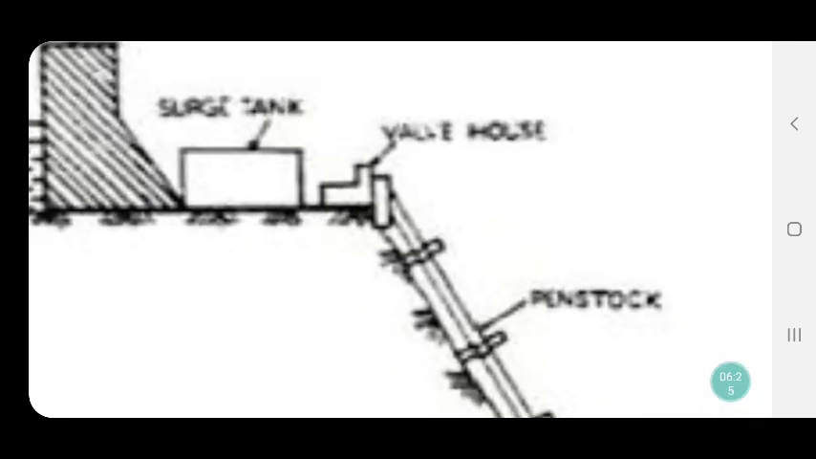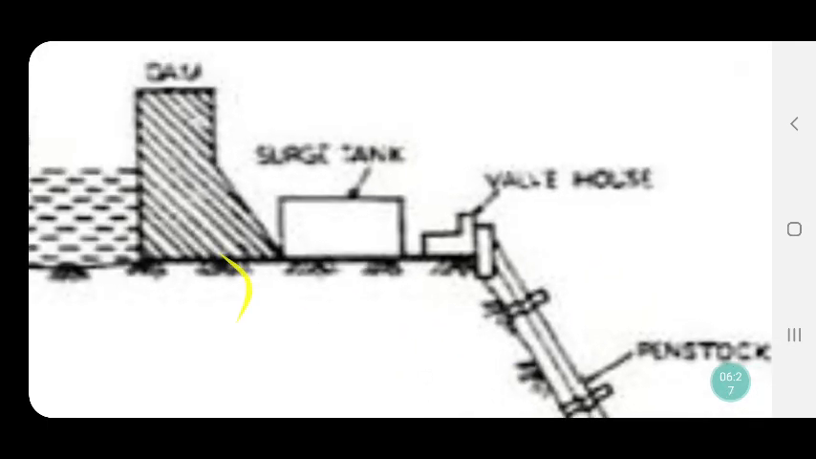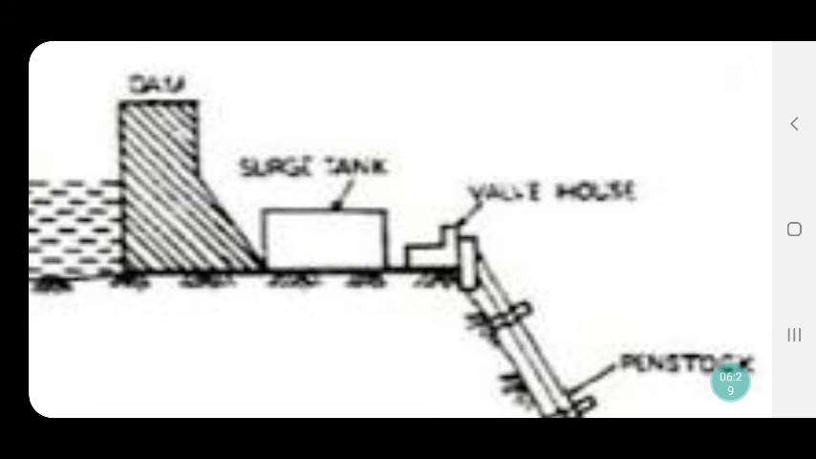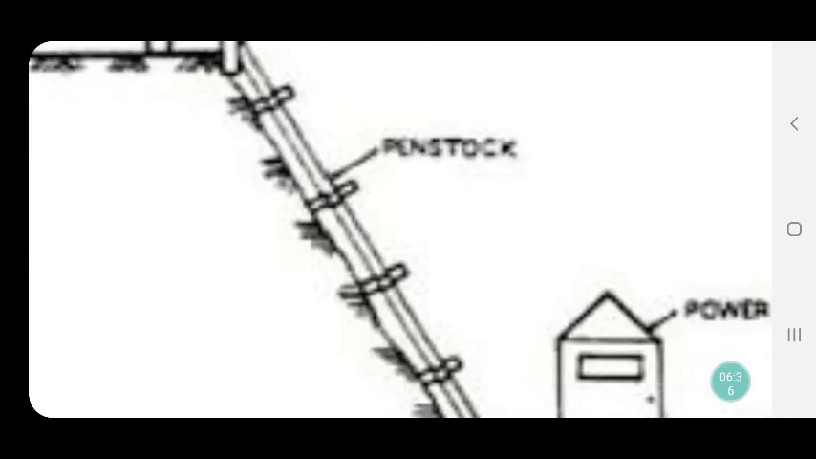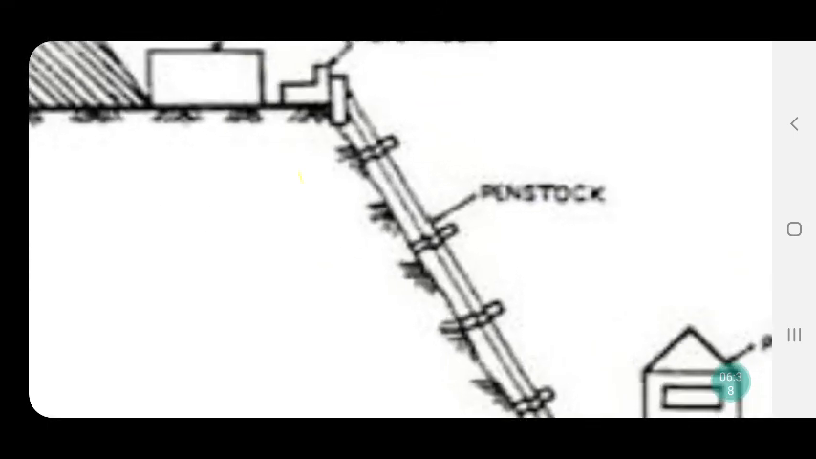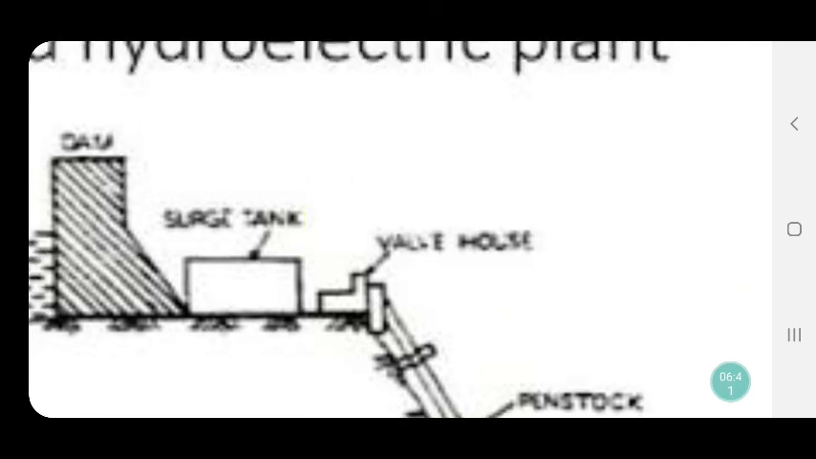Before the penstock we have connected the surge tank here. The surge tank will absorb the high pressure of water and protect our penstock. Sometimes the water pressure may be very high and may damage our penstock, so to protect it we use the surge tank. It can also provide water when there is a sudden drop in pressure.